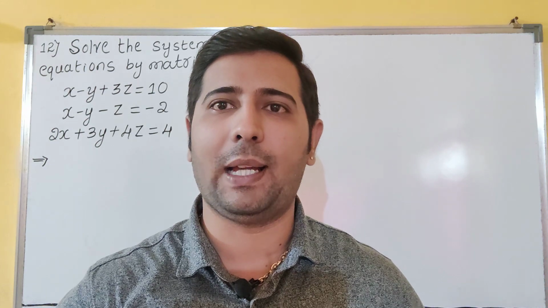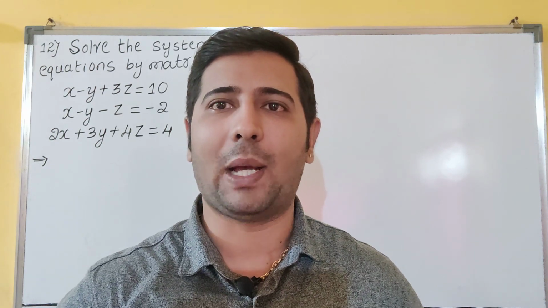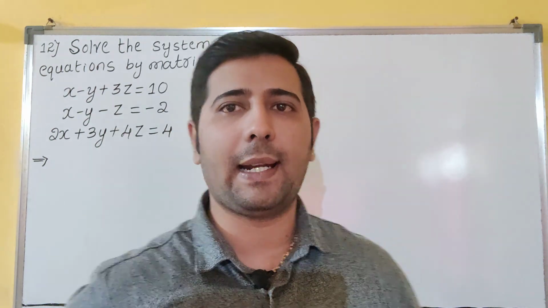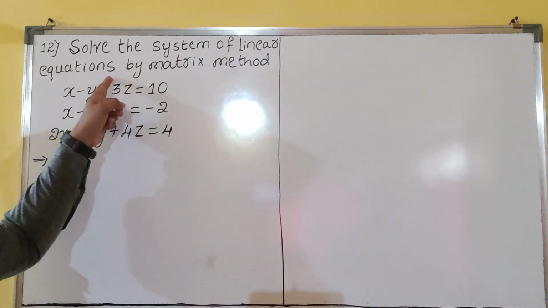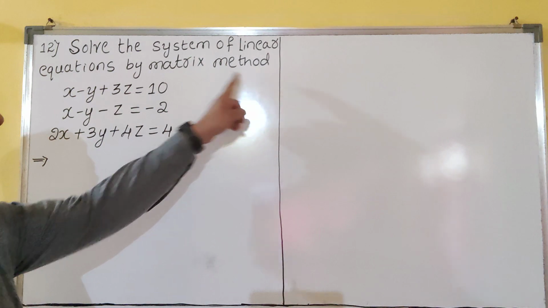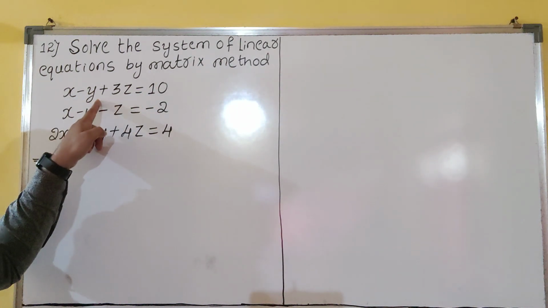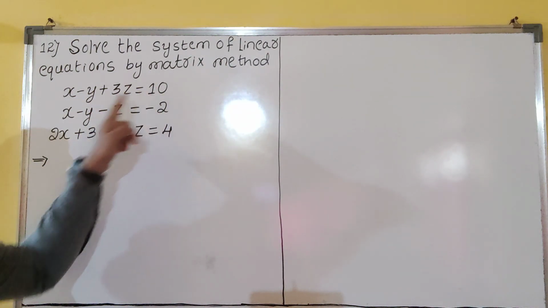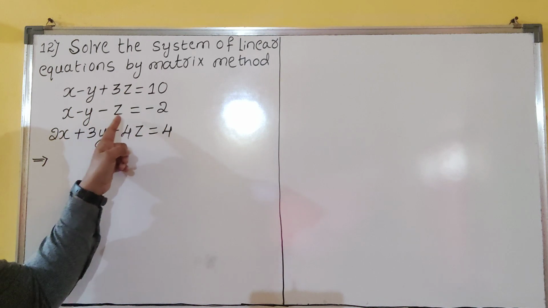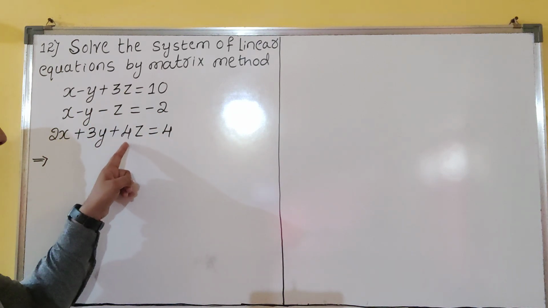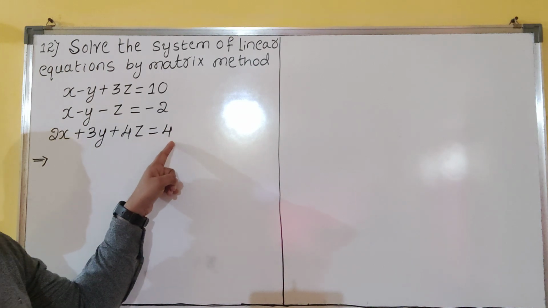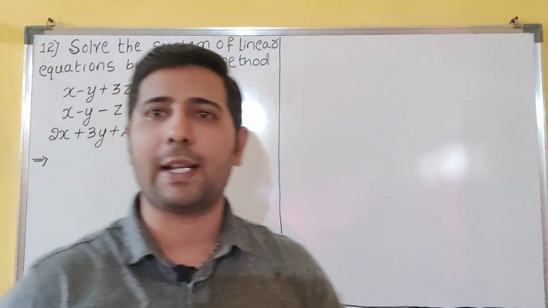In today's class we will learn determinants, 5 marks, 12th question, dear students. Let us see what they had asked. Solve the system of linear equations by matrix method. x minus y plus 3z is equal to 10. x minus y minus z is equal to minus 2. 2x plus 3y plus 4z is equal to 4. This is the given question, dear students.